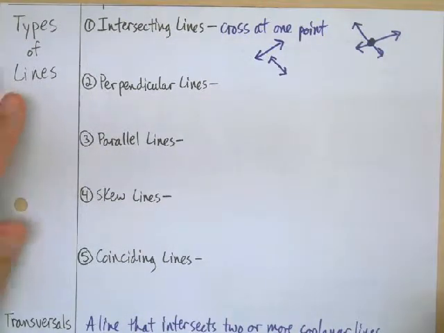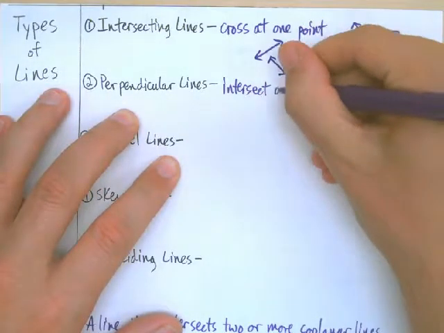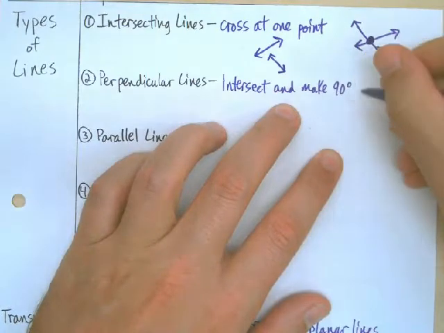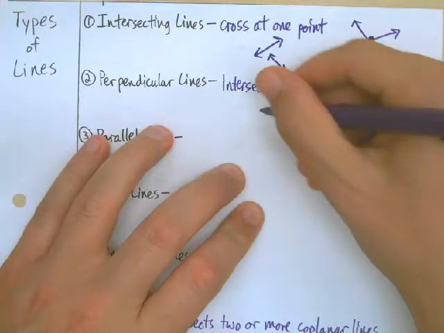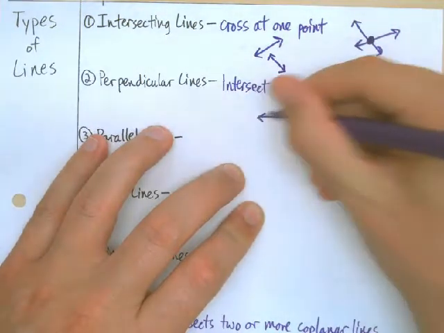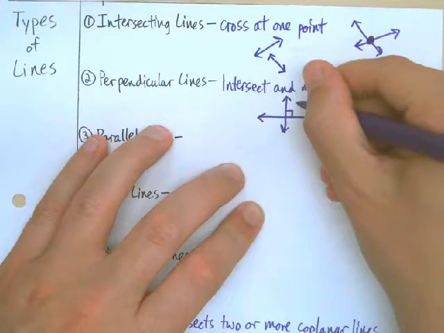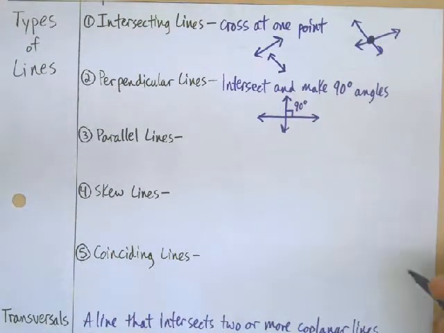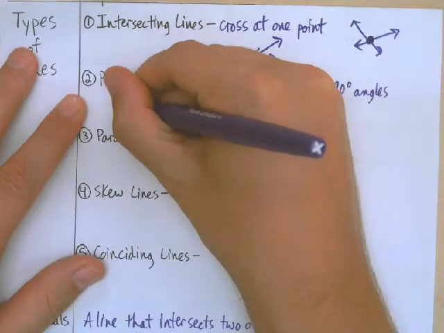Next up is perpendicular lines. Perpendicular lines intersect and make 90-degree angles. A picture of perpendicular lines might look like this, where we have a 90-degree angle being shown. Those lines are intersecting and make 90-degree angles, so they are perpendicular. A symbol for the word perpendicular is an upside down T.